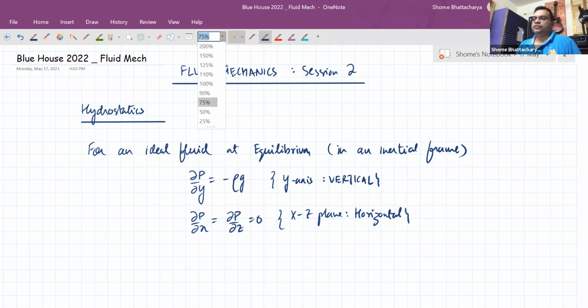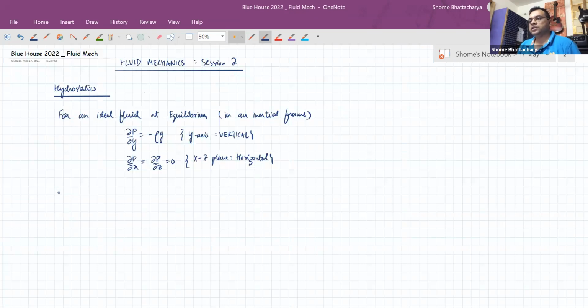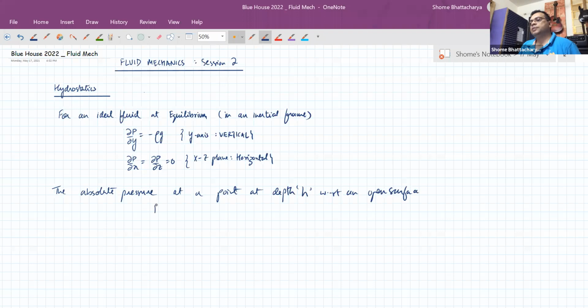Therefore, we have seen that if a point inside a fluid is at a depth h with respect to an open surface, the absolute pressure at that point is atmospheric pressure plus rho gh, and the hydrostatic pressure, or what we call the gauge pressure, is equal to rho gh.